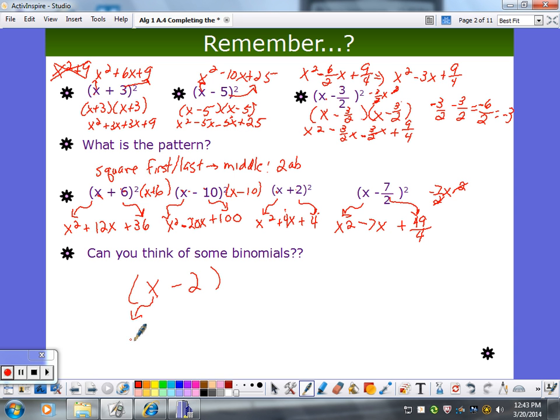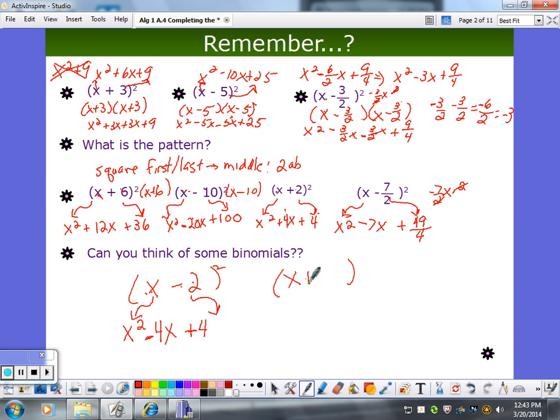Ishan, what am I going to get here? Square the first one. Square the last one. Square this, right? Negative 2 times negative 2. Okay, now multiply these two things times 2. Negative 2 times x. What's negative 2 times x? Negative 2x times 2. You did. Alright, who else?